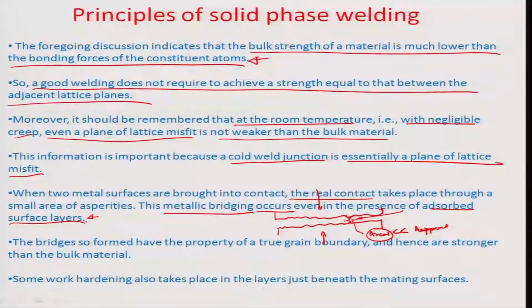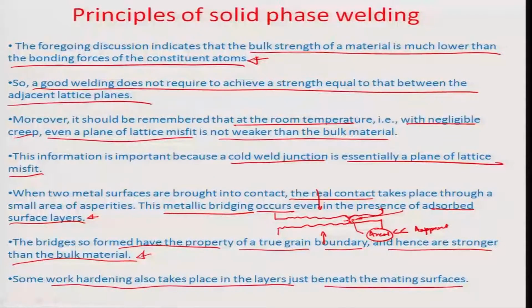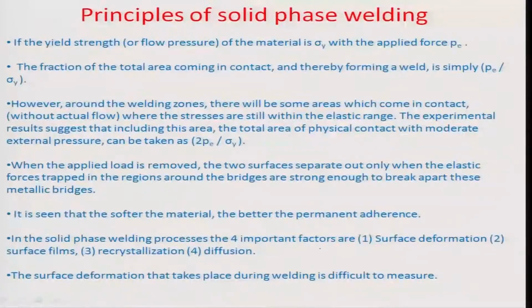Okay. So, the bridges so formed have the property of a true grain boundary, and hence they are stronger than the bulk material, as I had earlier illustrated, and also there is some work hardening which takes place in the layers just beneath the mating surfaces. So, overall the weldment in this region, because of the work hardening underneath and the strength here of almost a single crystal, becomes much larger in comparison to the bulk strength of the two materials, sigma c. So, therefore, it is considered to be a good weldment.